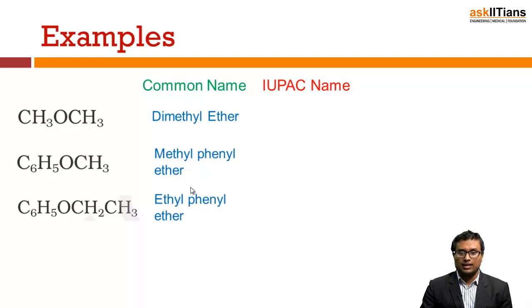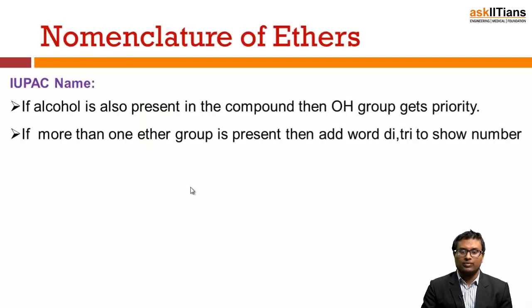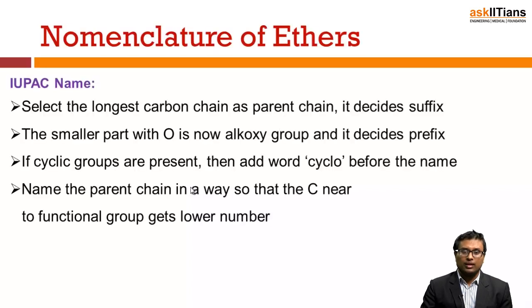Now let's look at the IUPAC names, right? These are the common names. But remember, the common names we have seen will be different from IUPAC names. IUPAC names are the standard names. Okay, don't get confused in your questions also. IUPAC names have methoxy. For example, if you go back, if I have to give an IUPAC name, you have to select the longest carbon chain in the parent chain and it decides suffix. Then the smaller part with oxygen is now alkoxy. So if I name according to the IUPAC system, I'll get an alkoxy. It might be ethoxy, it might be methoxy.